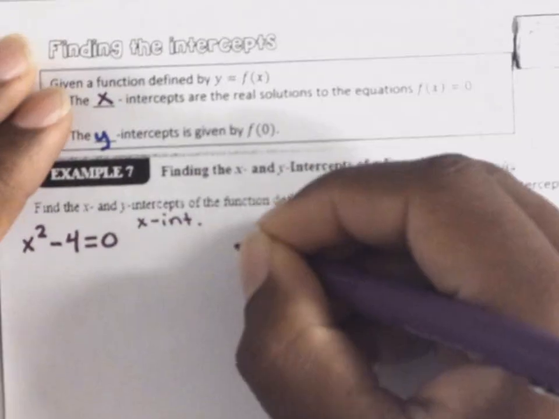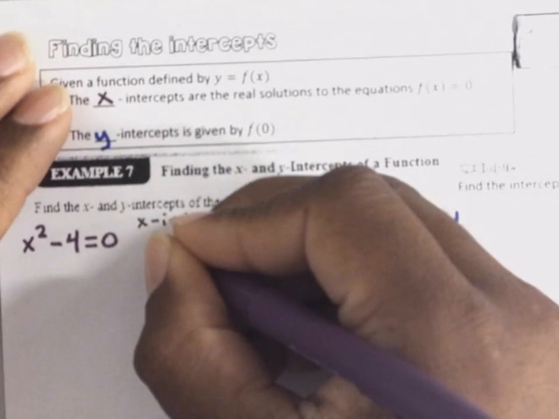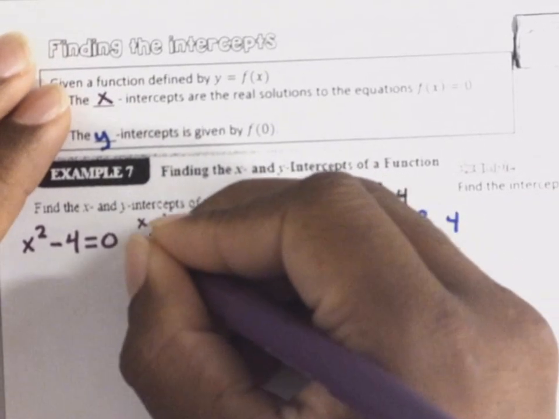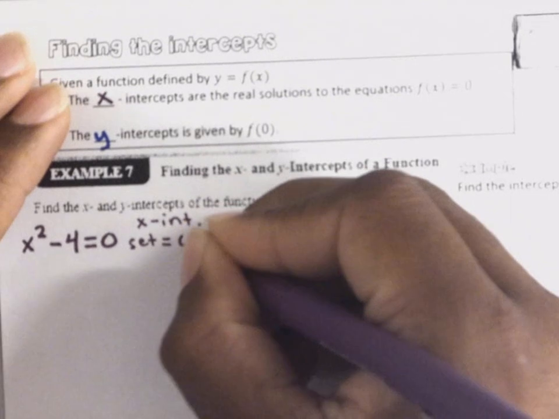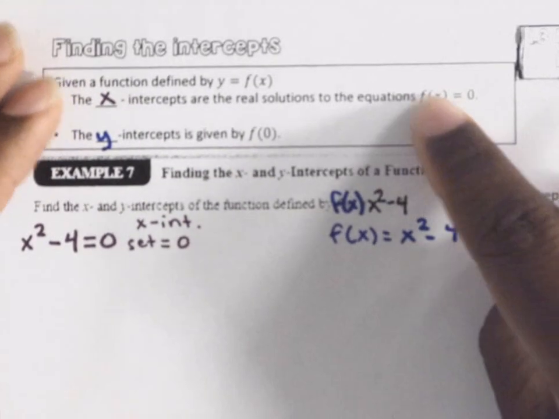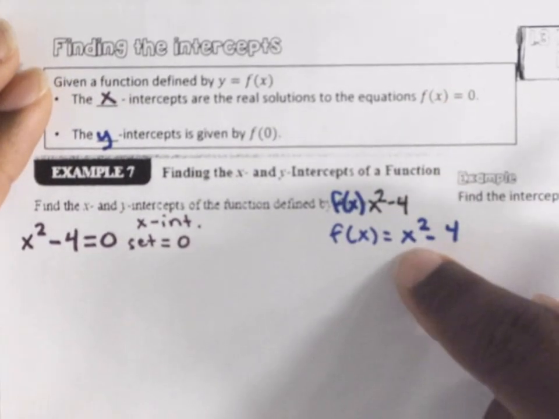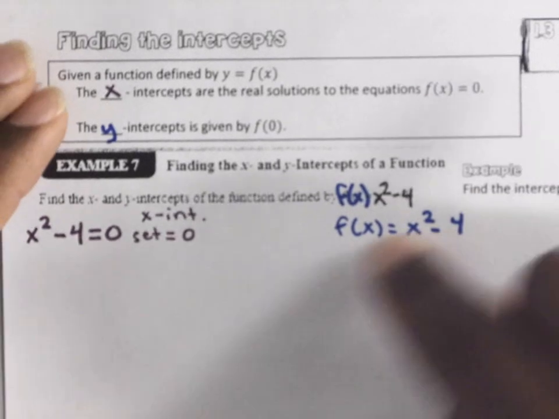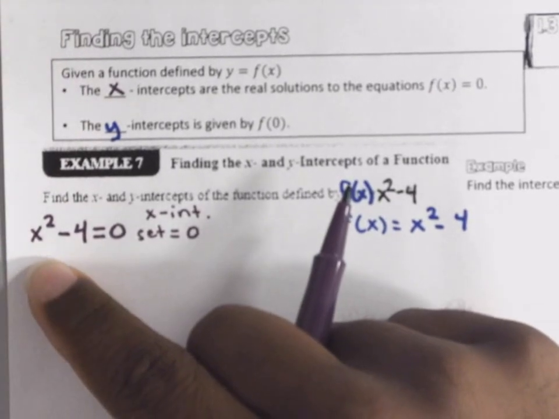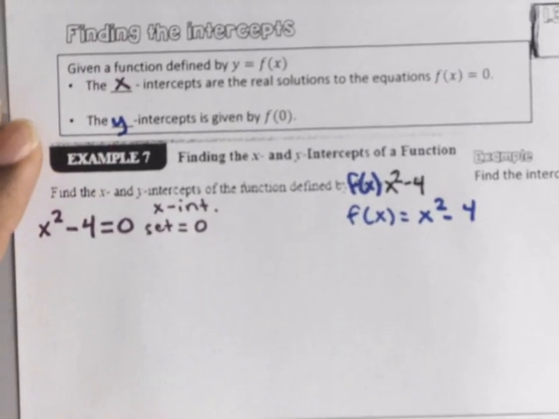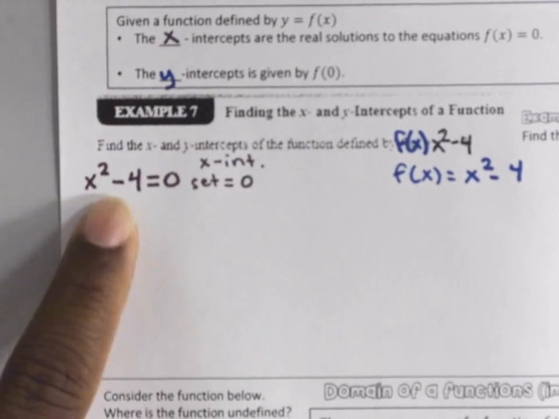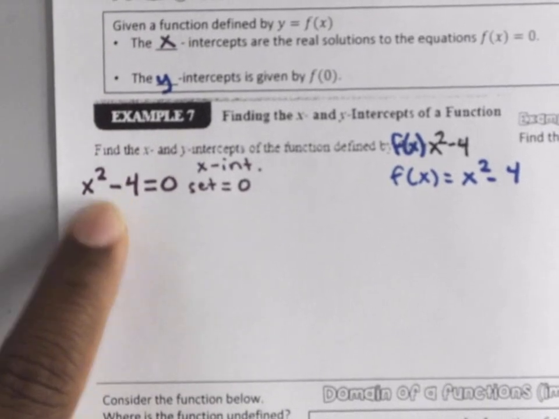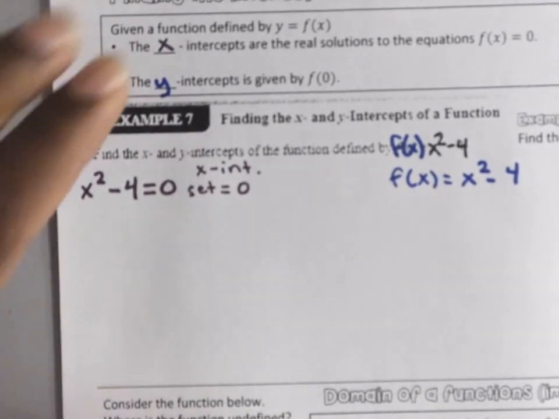And then I'll just make a little note of what we're about to do. We're going to set it equal to 0. That's what that's telling us to do. So this x squared minus 4 is my equation. I'm going to set it equal to 0 and solve. Okay, what we got here? What would I do to solve? You would add 4 to both sides.